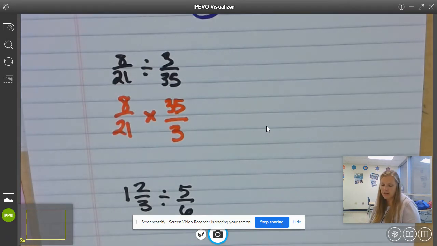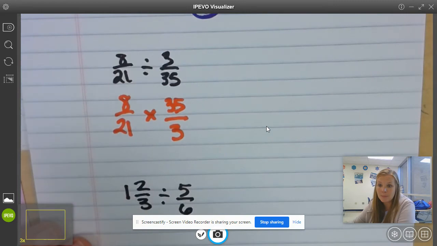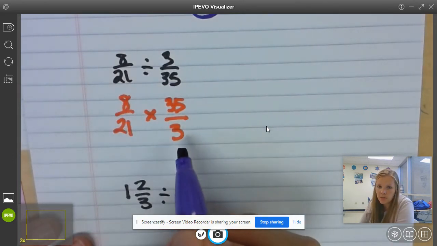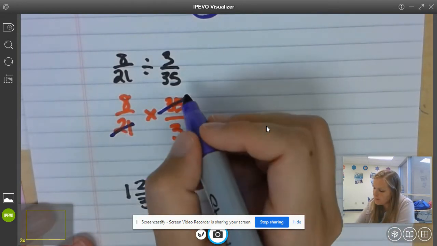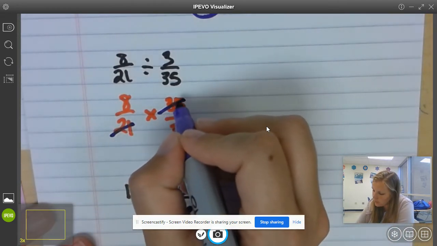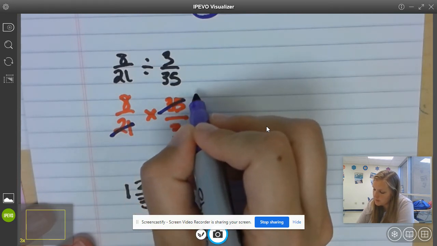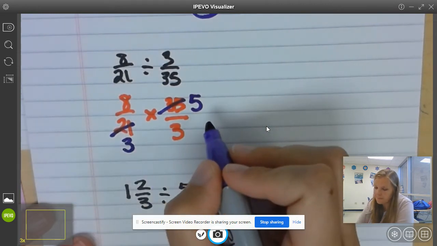And then we multiply. When we multiply fractions, my recommendation is to always try to cross cancel. You don't have to. You could do 8 times 35 and 21 times 3 and then simplify a ton, or you could try to cross cancel. 8 and 3 have nothing in common, but 35 and 21 do. They both have a 7. So if we take out a 7, 35 divided by 7 is 5, and 21 divided by 7 is 3.